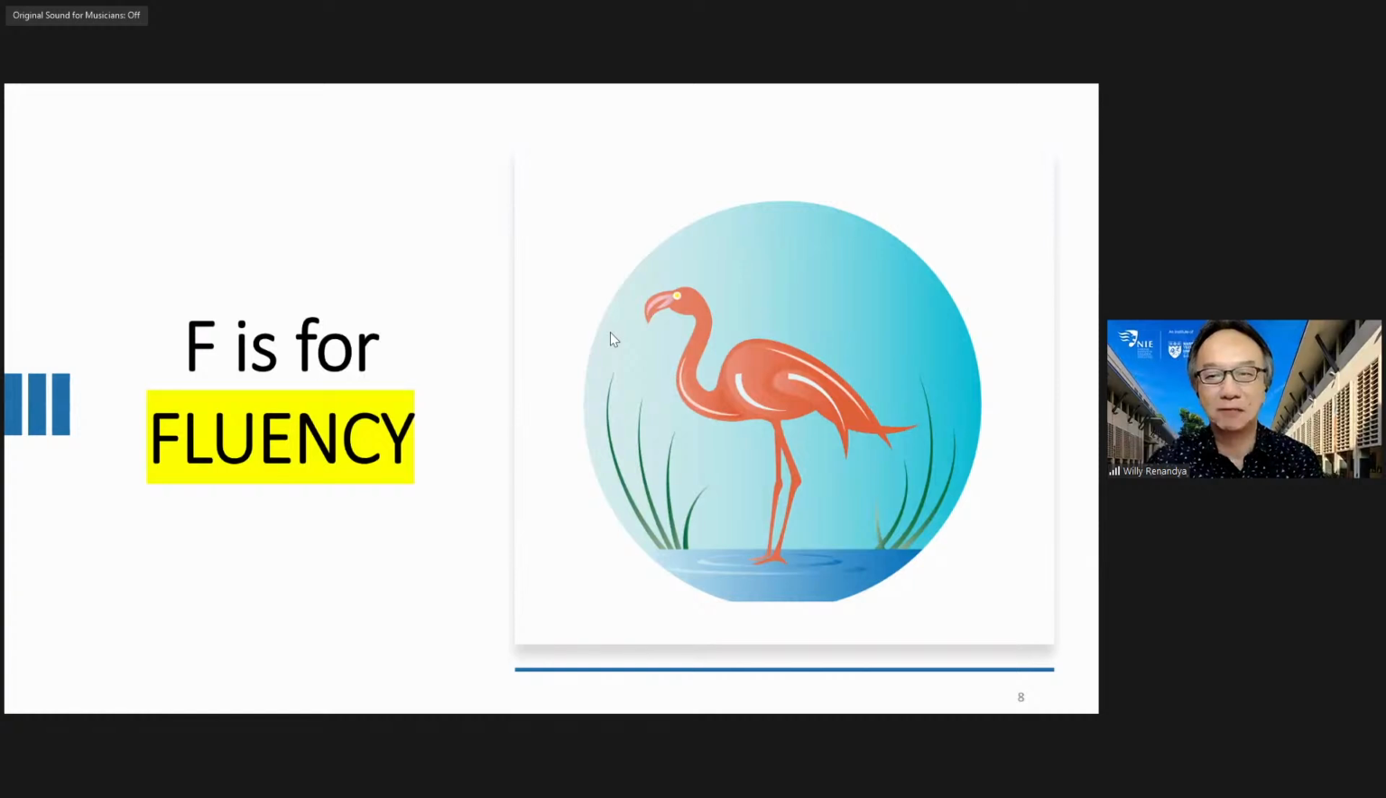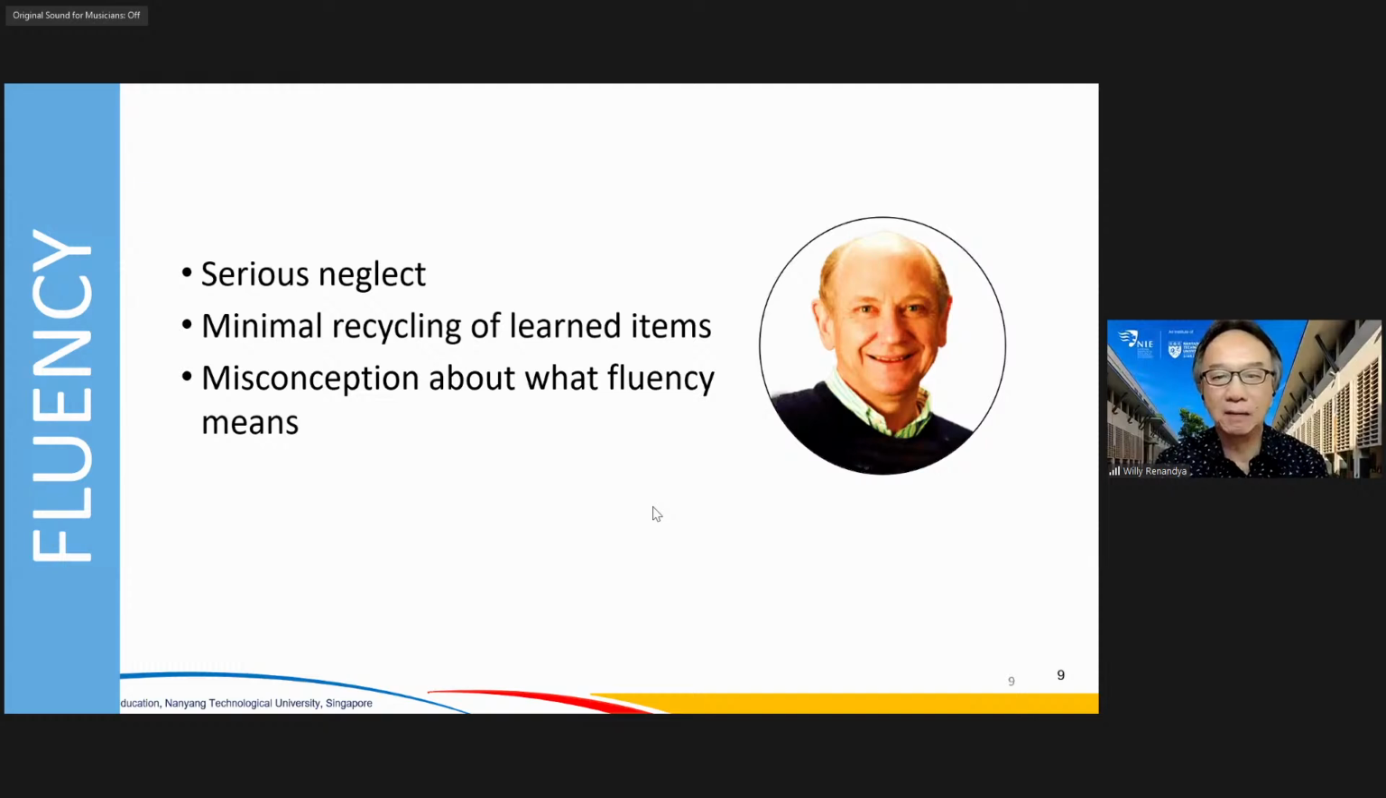F stands for fluency. And fluency is super important in any kind of learning, in any kind of skill learning, including language learning. Whether you learn pronunciation, you need to do it in a way that is fluent. You also need to develop fluency in reading, in listening, in speaking, and in writing. Of course, you all know that fluency is important: the ability to do things quickly and easily. That is what fluency is all about.